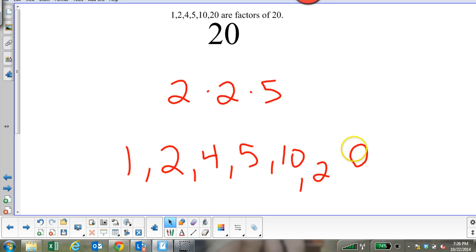In fact, as you go through and exhaust all your combinations of these primes, you're going to have all of the factors of the given number. Even if it's a very large number, if you exhaust and go through all of your combinations of the prime factors, you'll have all the factors of the number. So every factor of 20 is hidden in here somewhere, other than 1, which goes into every number.